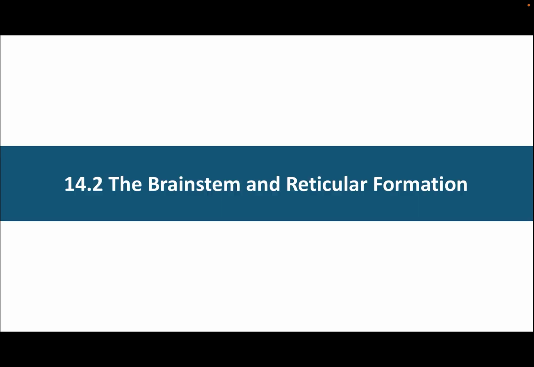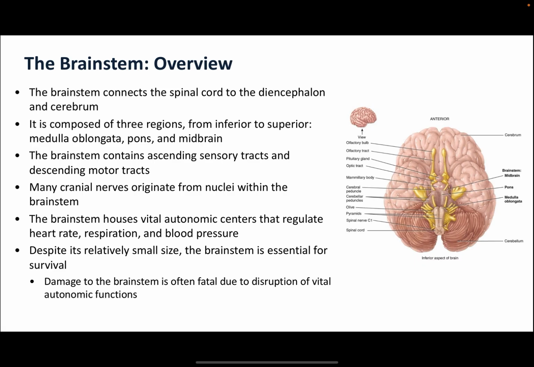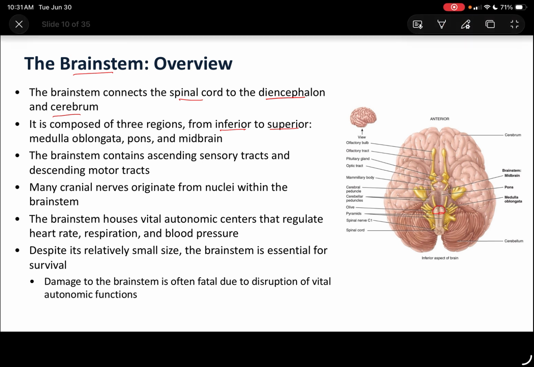So moving on then to look at the various parts of the brain, we've got the brainstem and the reticular formation. So starting with the brainstem. The brainstem is going to be responsible for connecting the spinal cord to the diencephalon as well as the cerebrum, right? And there are three major regions that are going to be making up the brainstem, right? So from the bottom up, from inferior to superior, we've got our medulla oblongata, okay? We've got the pons, and then we've got our midbrain in there, all right?